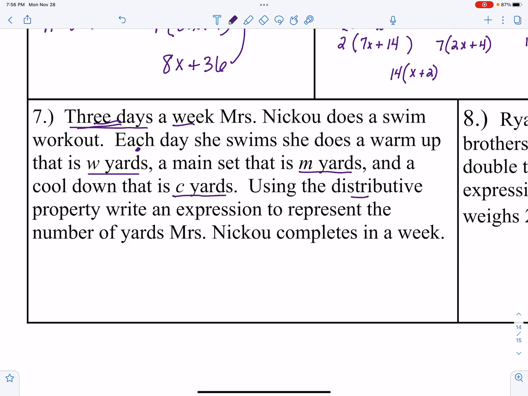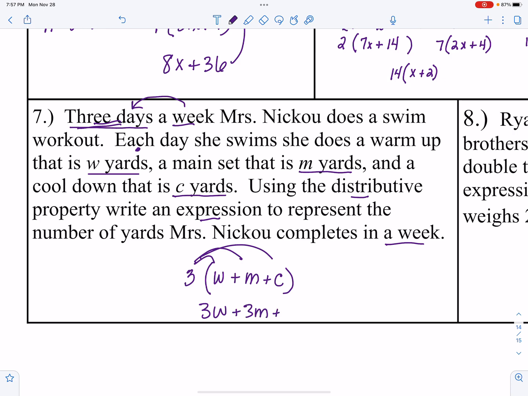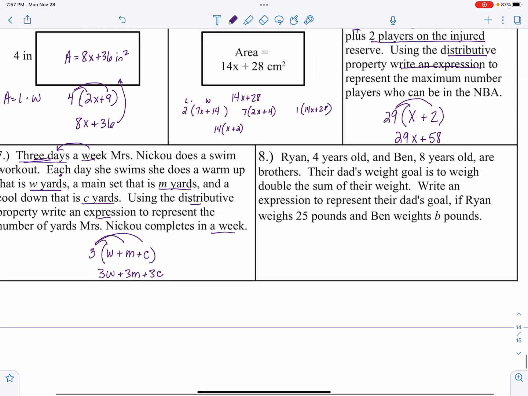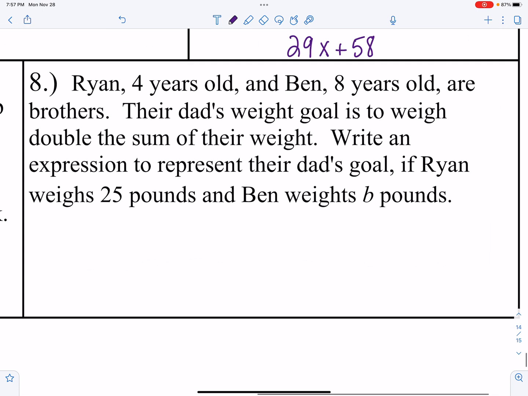Using the distributive property, write an expression to represent the number of yards she does in a week. And a week is, for her, not 7 days, but only 3 days. So that's something to be aware of. So what does she do in one day? In one day, she does a W plus an M plus a C. That's one day. In a whole week, she does that and repeats it 3 times. So to simplify this, I'm going to distribute the 3 out, and we end up with 3W plus 3M plus 3C as the expression.